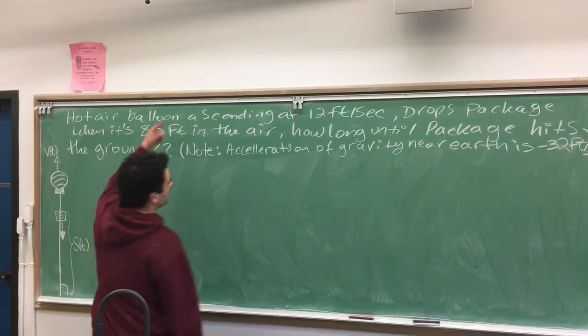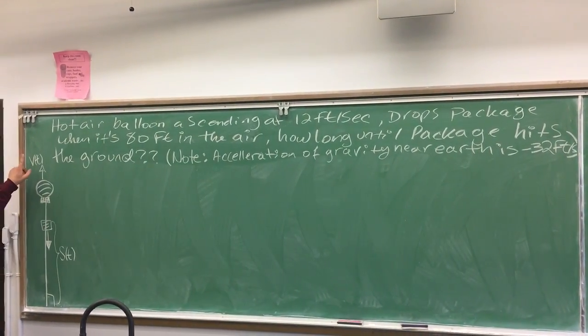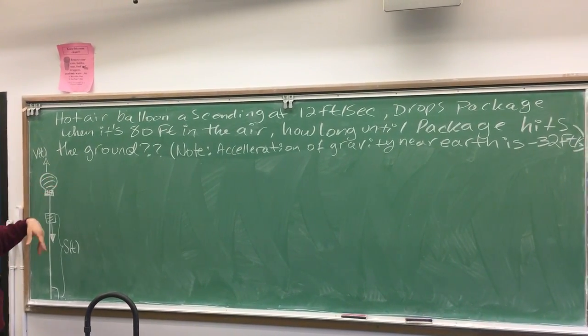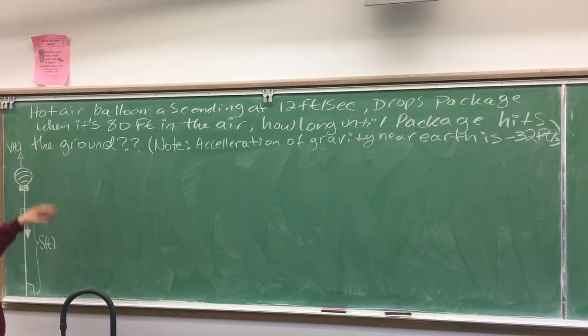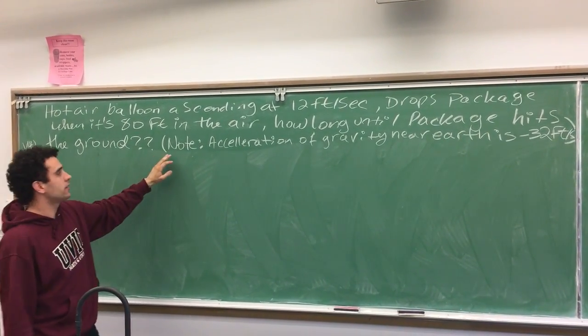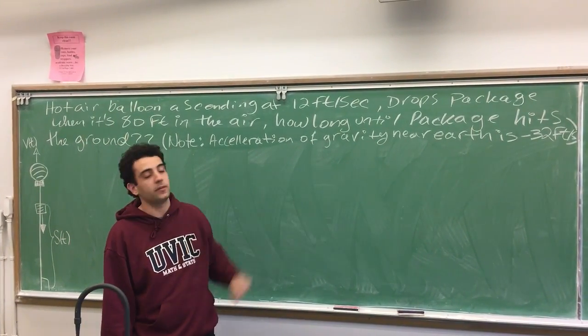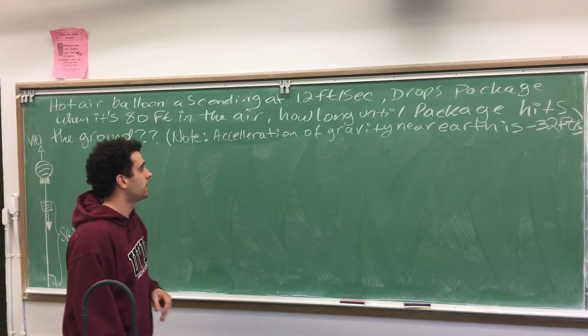So, if I have a hot air balloon and it's ascending at 12 feet per second, so it's rising at 12 feet per second, and somebody drops a package from that hot air balloon when it's 80 feet in the air, how long until that package hits the ground? Now keep in mind, the acceleration of gravity near Earth is 32 feet per second squared. So if something's falling, it's minus 32 feet per second squared.